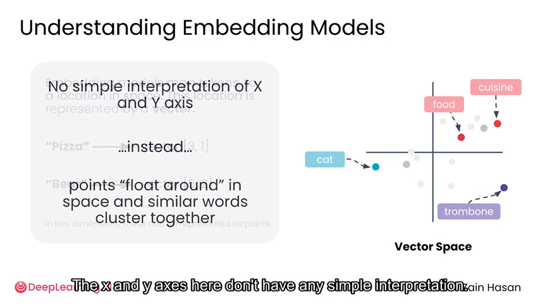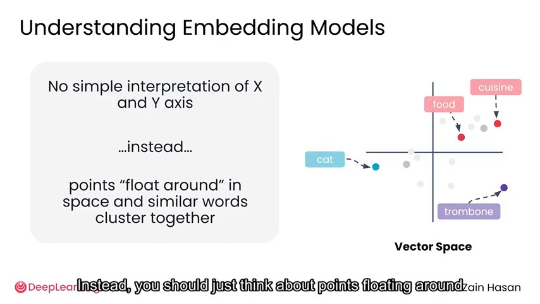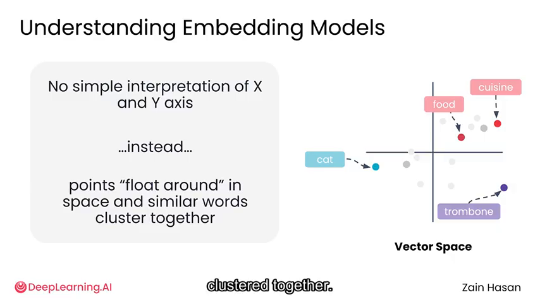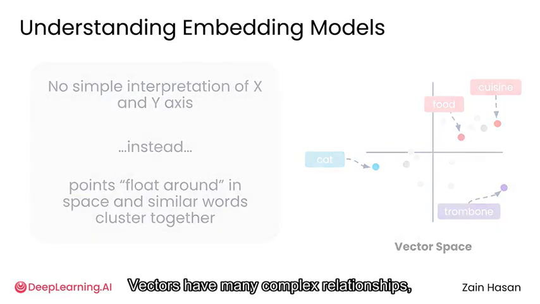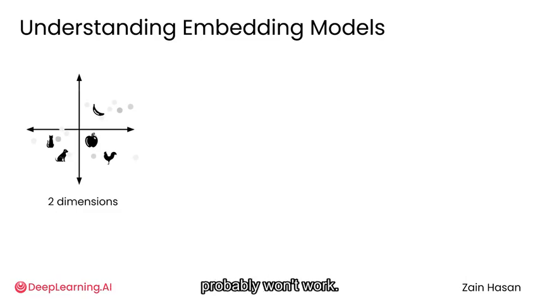The X and Y axes here don't have any simple interpretation. There's no food axis and animal axis here, or at least not one that's easy to see. Instead, you should just think about points floating around on the 2D plane, with similar meaning words clustered together. Words have many complex relationships, and creating sensible clusters in 2 dimensions probably won't work.